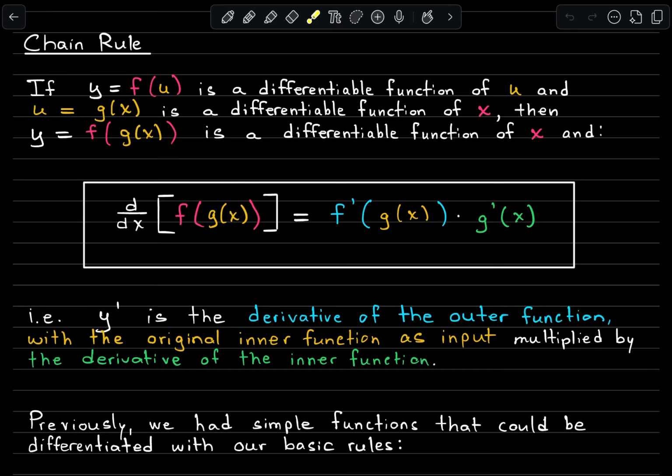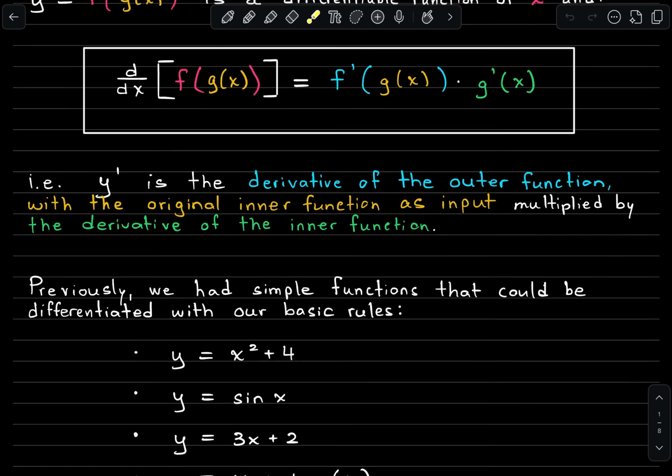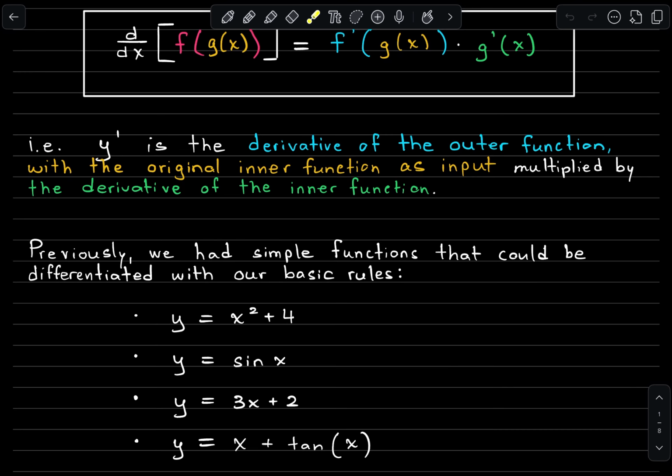Okay, so previously we had just been dealing with simple functions that could be differentiated with our basic rules, right? So we had functions like y is equal to x squared plus 4. You would use power rule on this, and the constant would just go to 0 by constant rule. Y is equal to sine x. So we saw last time how y prime is going to be cosine x, right? Y equals 3x plus 2, again, power rule and your constant rule.